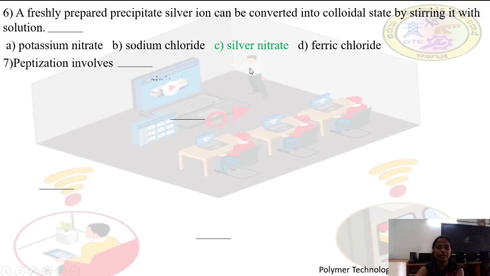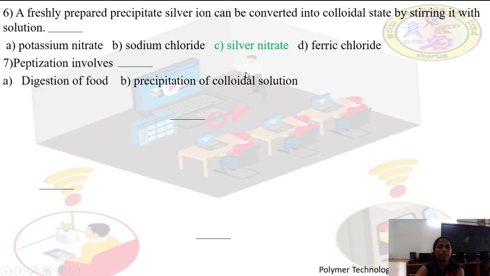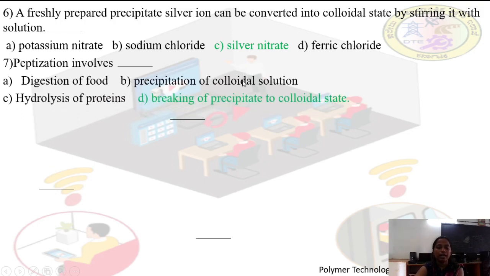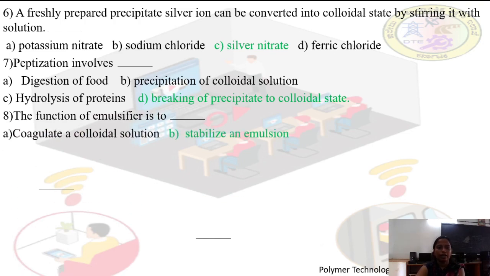Peptization involves dash. A. Digestion of food, B. Precipitation of colloidal solution, C. Hydrolysis of proteins, D. Breaking of precipitate to colloidal state. So D, breaking of precipitate to colloidal state. The function of an emulsifier is to dash. A. Coagulate a colloidal solution, B. Stabilize an emulsion, C. Stabilize a sol, D. Electrify a colloidal solution. So B.